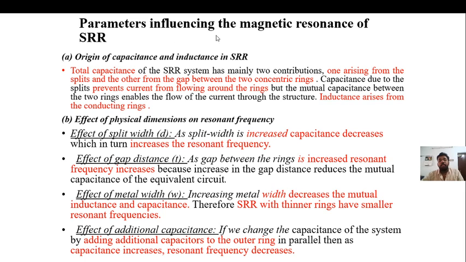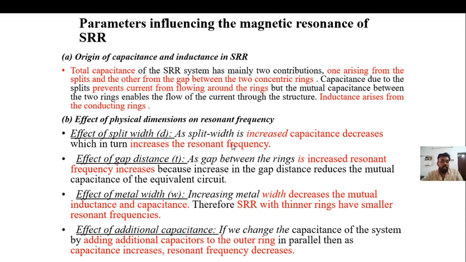And what are the parameters influencing the magnetic resonance? Origin of capacitance and inductance: the total capacitance arises from the splits and from the gap between the two rings, and the inductance arises from the conducting rings. What is the effect of physical dimensions on the resonant frequency?